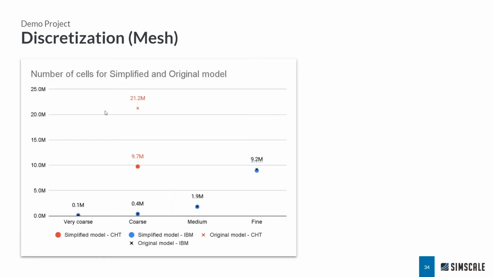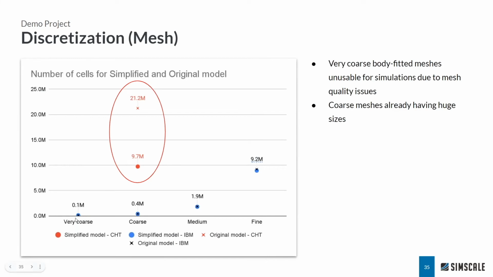So plotting this in a chart and giving these insights again, you can see here on the x-axis we have the different coarseness levels that SimScale gives you as a default option for meshing, scaling from very coarse to fine. And we have on the left-hand side the mesh size in million cells. So you can see in red we have the simplified and original model for the body-fitted approach. And you can already see for the coarse mesh, we have here around 10 million for the simplified model, and we have 21 million for the fine model.